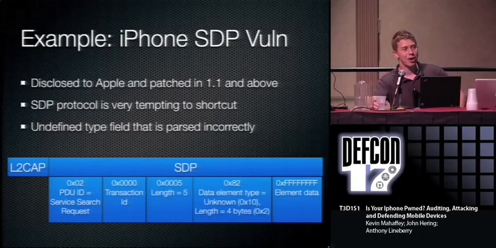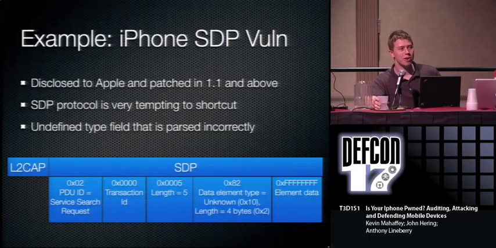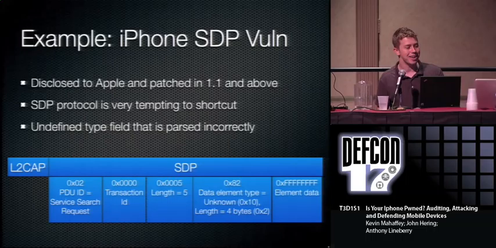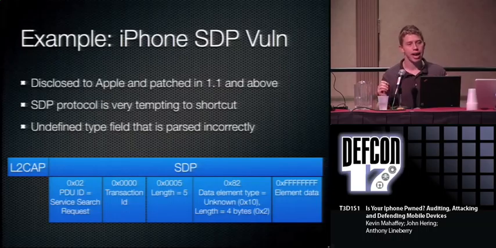So around iPhone 1.0 time, we took an early version of this fuzzer and targeted it against the iPhone. And there were some interesting issues. This was an SDP vulnerability. SDP in Bluetooth is a way for enumerating services that are on a Bluetooth device. And we found that in this one specific case, a weird element type, so there's this concept in SDP where you have one byte that specifies both the length and the type of the data to follow.